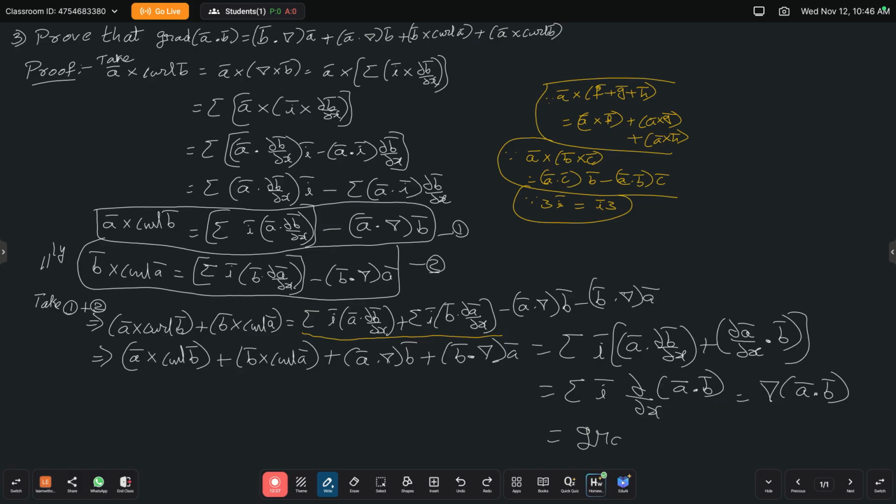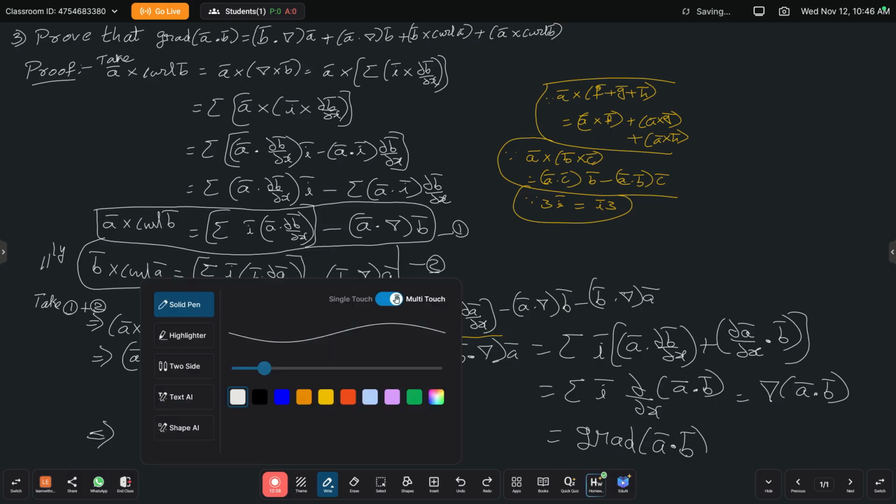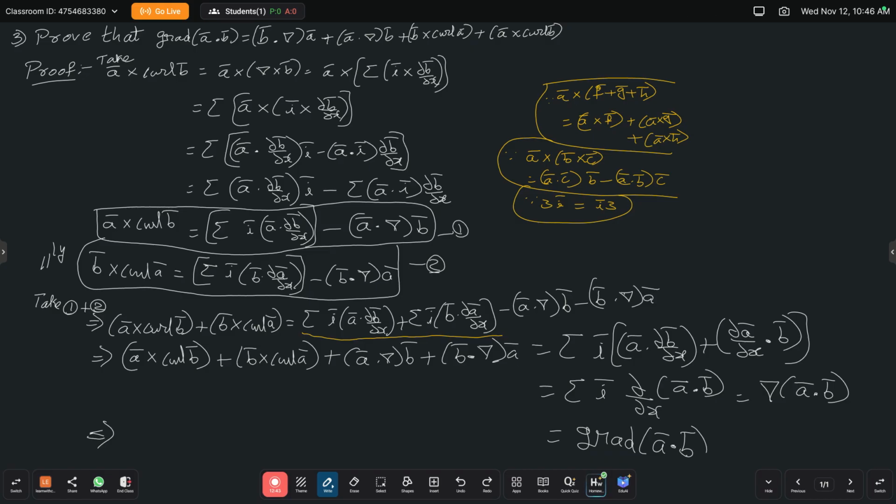Nothing but grad of A bar dot B bar. And rearranging the left hand side part in the given order. So I am writing A bar dot... what is the first term in the proof? B bar dot del of A bar. So writing this as the first term. Next, plus A bar dot del of B bar. Writing this as the second term.